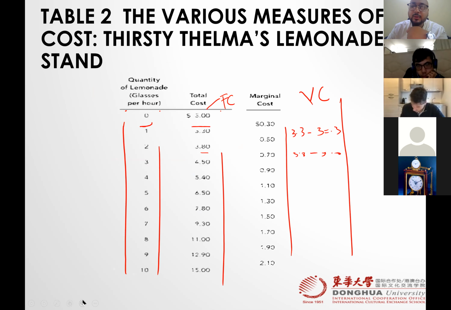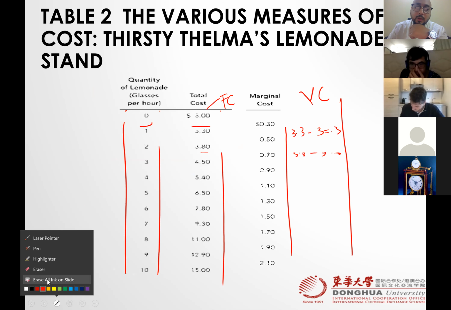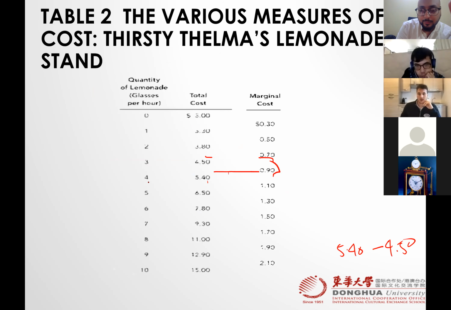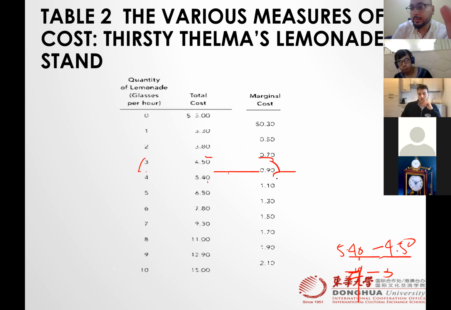So the marginal cost formula is change in total cost divided by change in quantity. So where is this 0.9 coming from? It is coming from the change in cost. Cost increases from 3.60 to 4.50, and units are from 4 minus 3. So that's why it's 0.9.